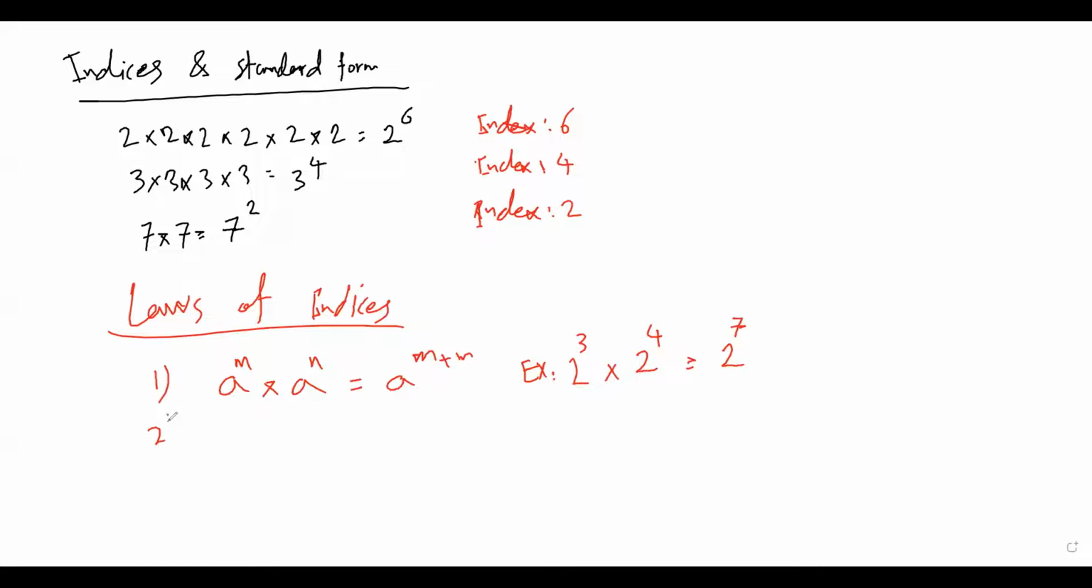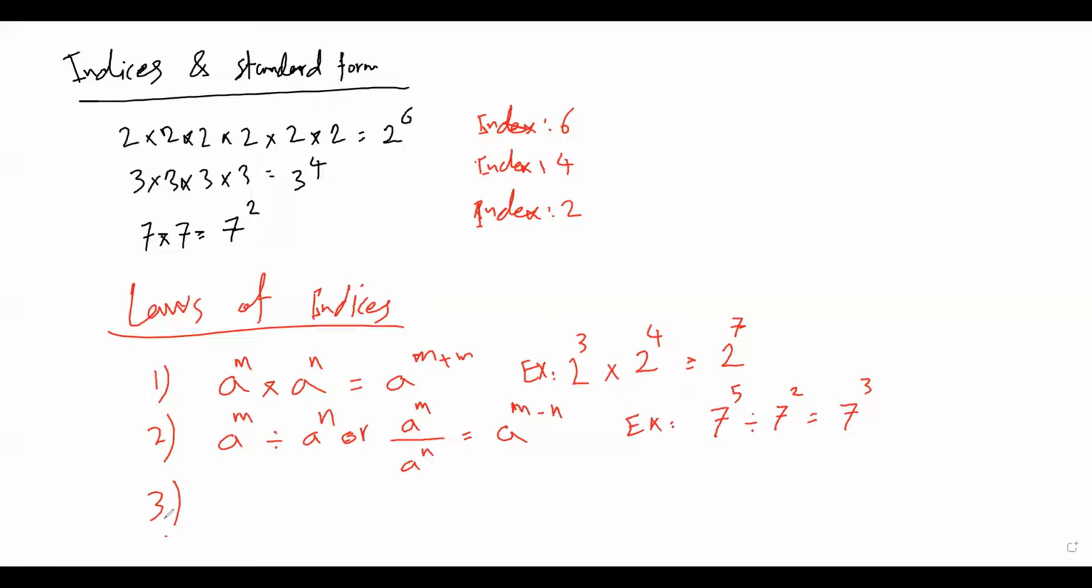The second law is about division. So if we have two numbers and you're dividing them by each other and the bases are the same, let me write down the other version, which is a fraction. These two represent the same thing. So you write the base, but this time you subtract the powers or indices from each other. An example would be 7 to the power of 5 divided by 7 to the power of 2. So the answer is 7 raised to the power of 3.